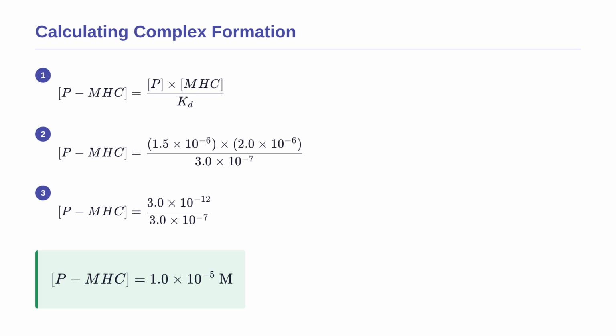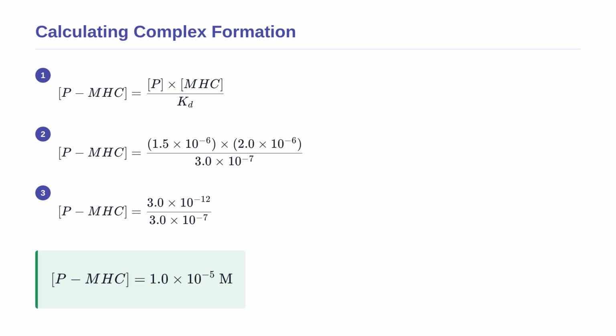First, we rearrange our formula algebraically to isolate the complex concentration on the left side. Next, we substitute our known values into the numerator and denominator. Multiplying the top gives us 3.0 times 10 to the negative 12. Dividing this by our dissociation constant yields a final answer of 1.0 times 10 to the negative 5 molar.